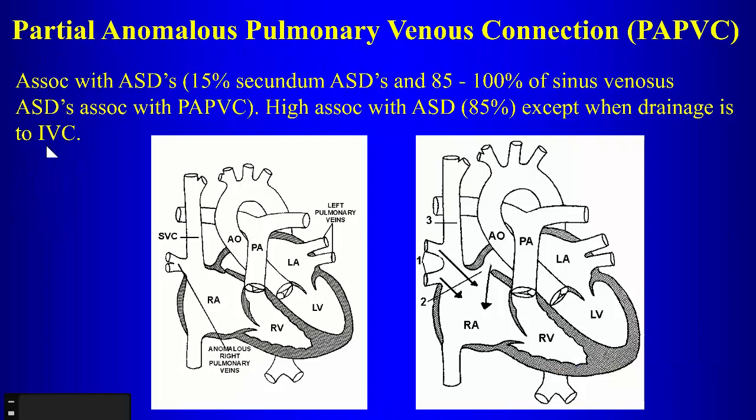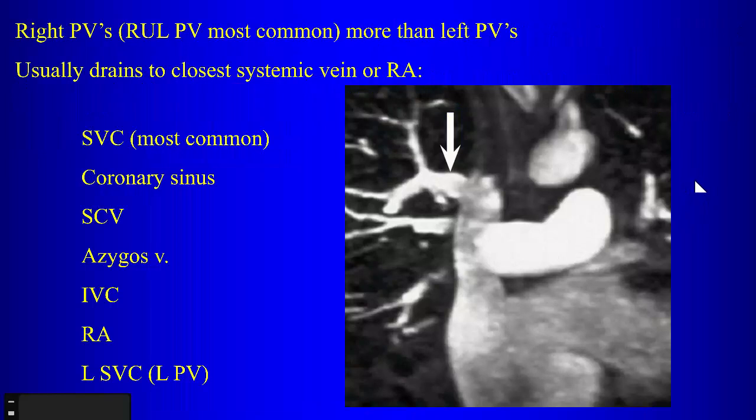So that's what's happening in this particular case. Okay. So partial anomalous pulmonary venous connections, we've talked about the associations with atrial septal defects, but these can also occur as isolated anomalies without any atrial septal defects. We've emphasized the importance of the sinus venosus ASDs. Where do these veins connect?